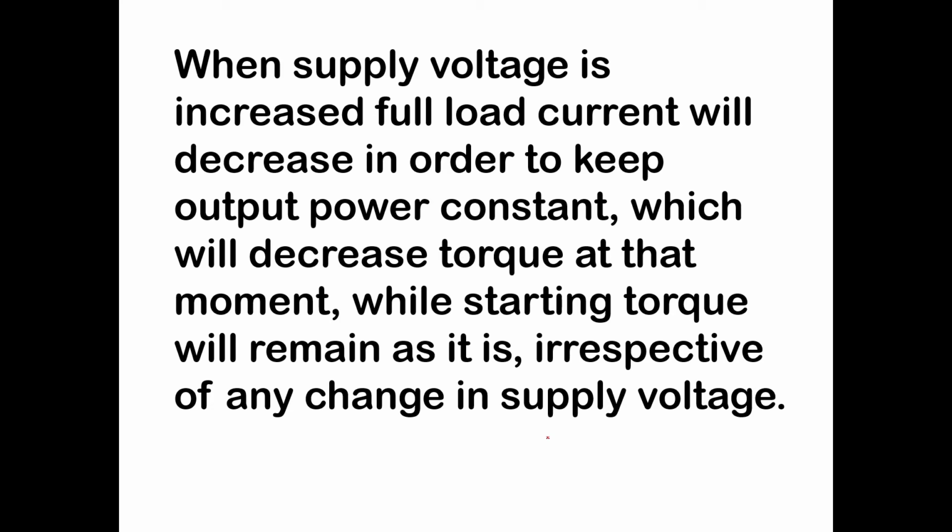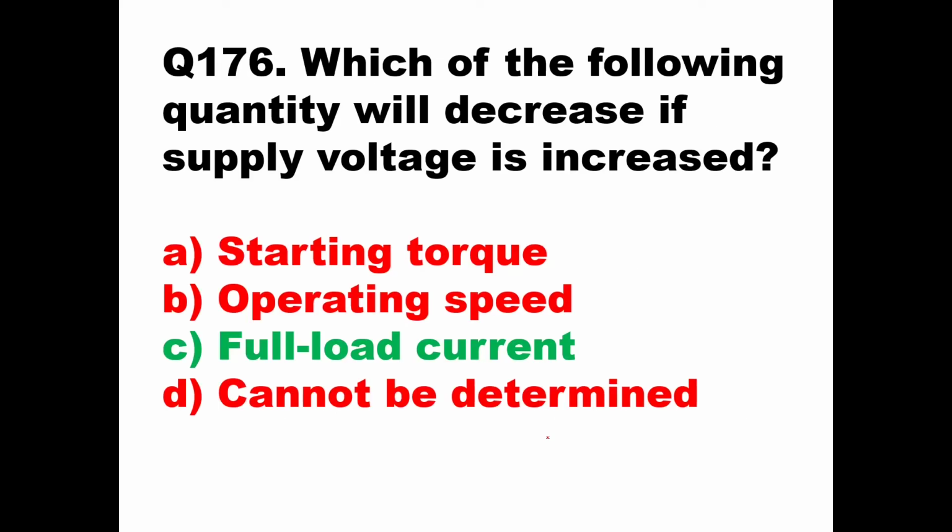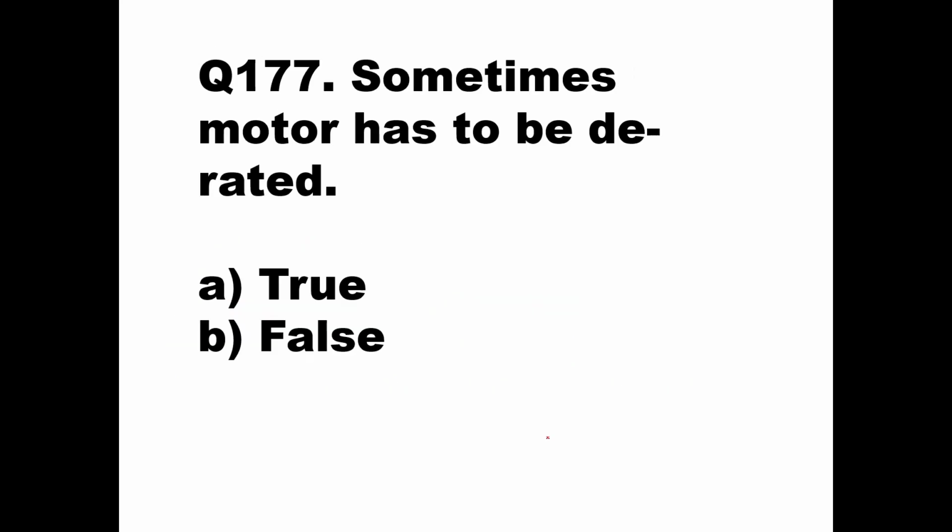So V into I, if you take a general statement also, if V increases, then I has to decrease if you want to keep P constant. Which will decrease the torque at that moment. But the starting torque will remain the same irrespective of any change in supply voltage. Then here we'll see that option C, that is full load current, is the right option. So when you increase the supply voltage, the full load current will decrease. Then we'll go to the next question.